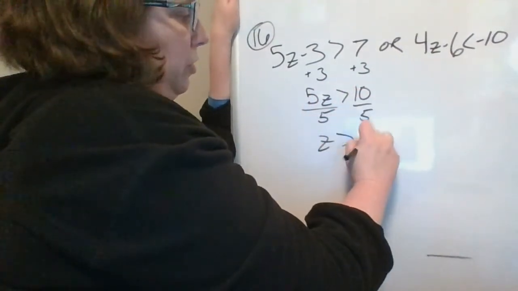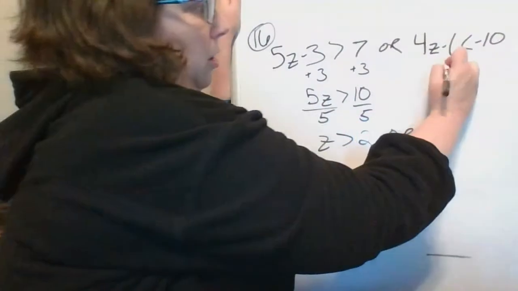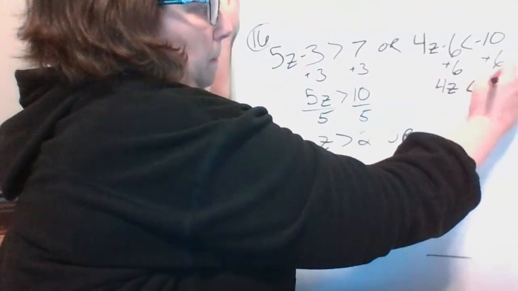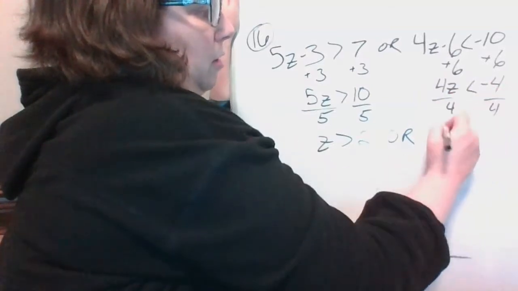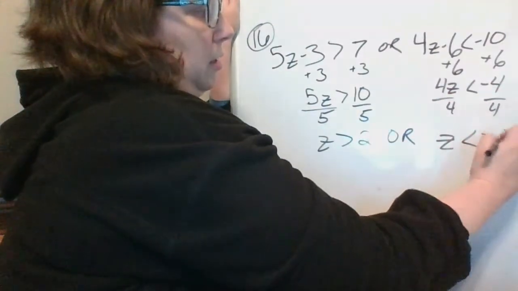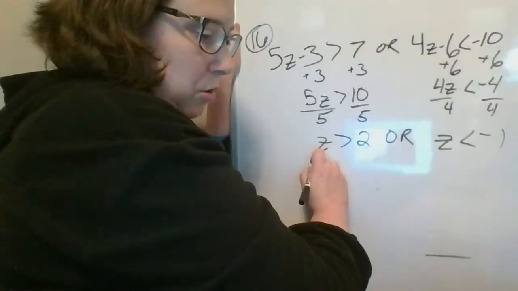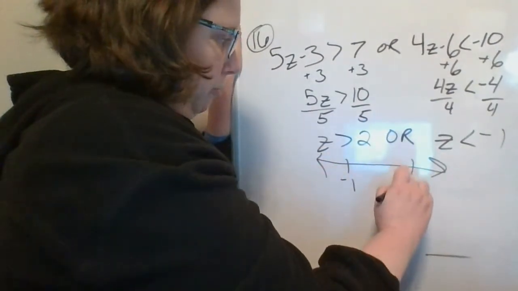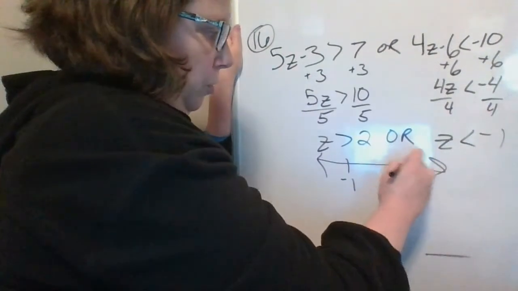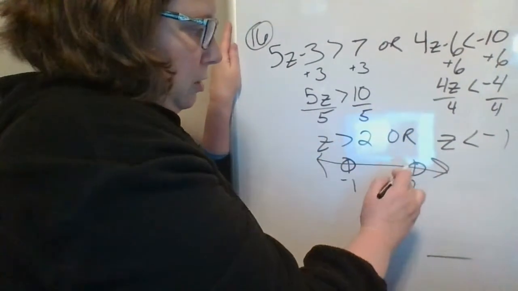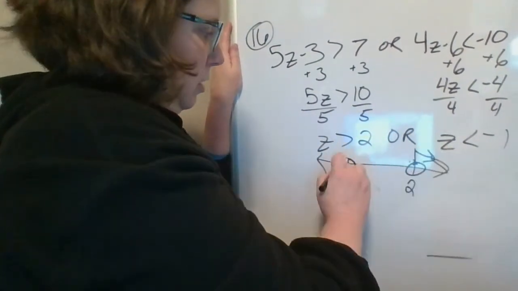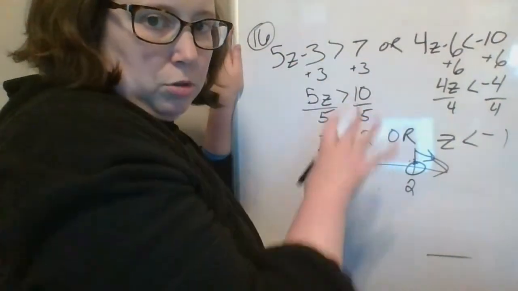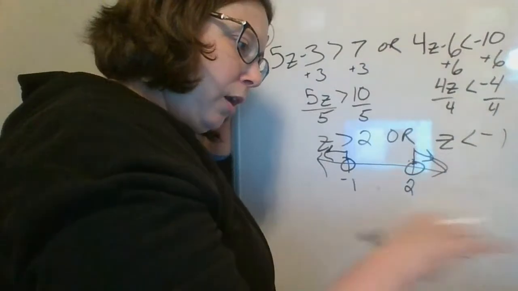we get z is greater than 2 on this one, and over here we get z is less than negative 1. So then we need to graph. We'd have negative 1 and 2. They're both open circles. Z is greater than 2 would go this way, and z is less than negative 1 would go that way. So that would be your solution for number 16.